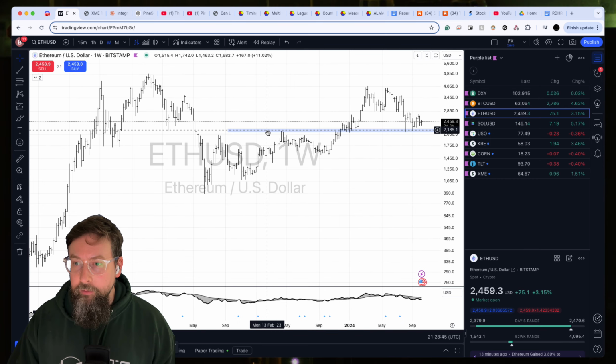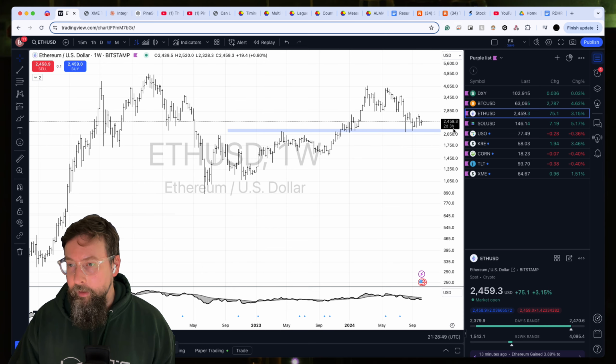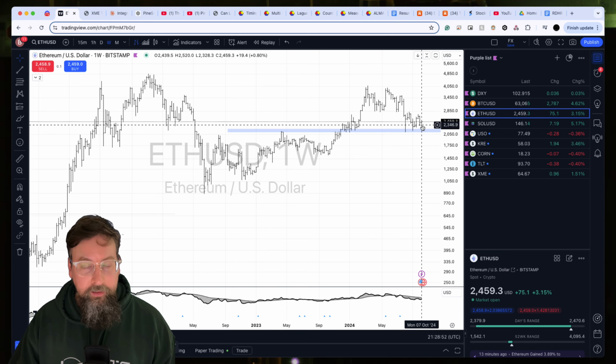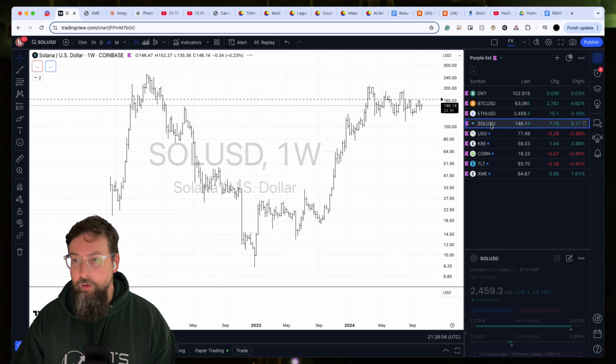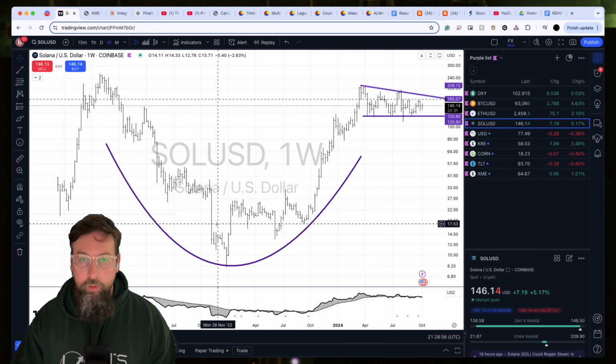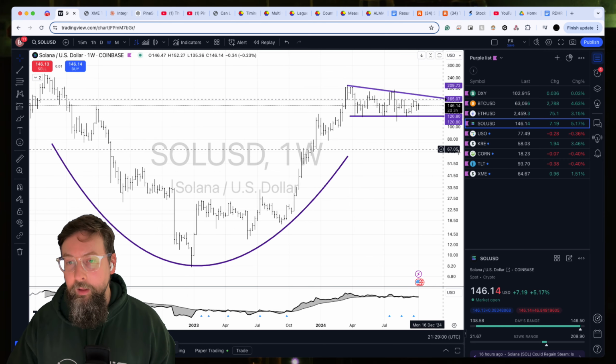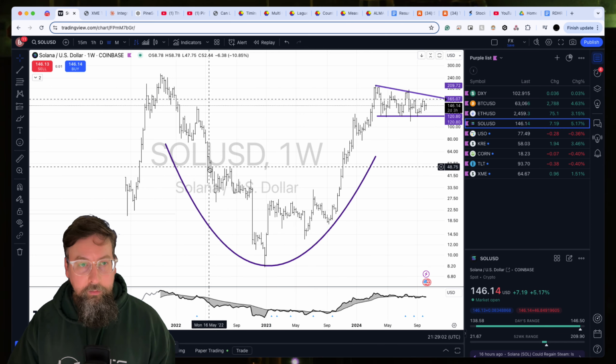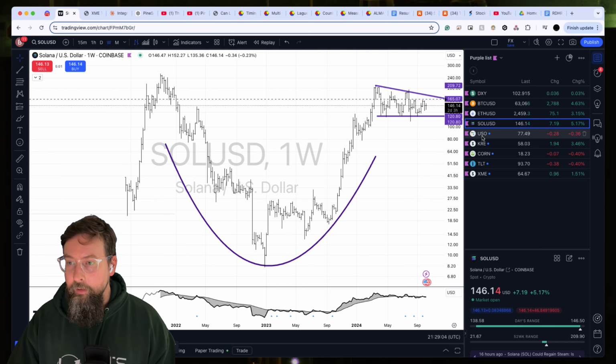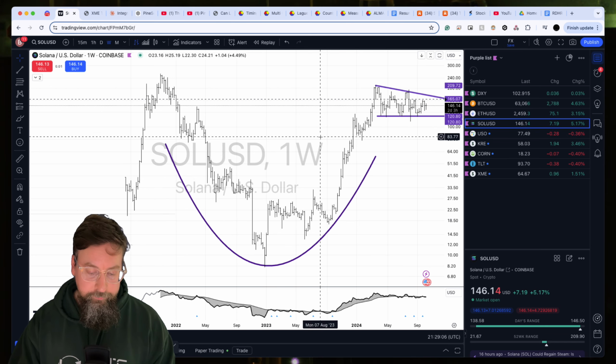Ethereum, big level here, right? I call it 2100 or so on Ethereum is a very, very big level. Bouncing off that, but it's relatively weak. I want to stick with what's strong. The only name that I could figure out when I went through some of my cryptos, I'll do a deeper dive for Forex Market Monday, is Solana, right? Another cup and handle style look there, looking pretty interesting as well.